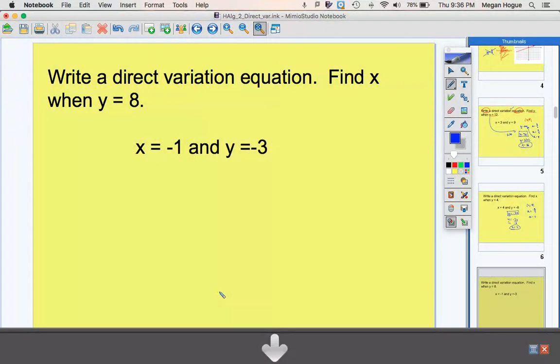Next one. Again, if your pause button is working, maybe pause and try it on your own. I'll try and pause a little bit, see if you can at least get ahead of me, and try it on your own, and then maybe I catch up to you. So you're going to write the equation, then you're going to find x again when I give you y is 8. Ordered pair is -1, -3.